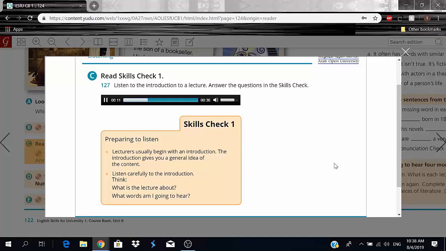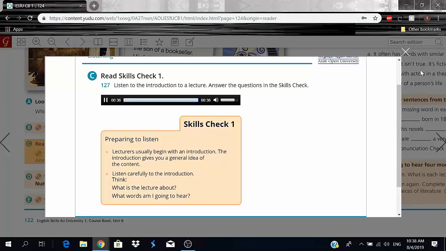Listen to the introduction to a lecture. All right, is everybody ready? Let's start. In today's lecture, we're going to look at art. The word art can have different meanings, but today we are only going to look at paintings. We're going to look at different kinds of paintings. Some of the paintings are modern, and some of the paintings are hundreds of years old.